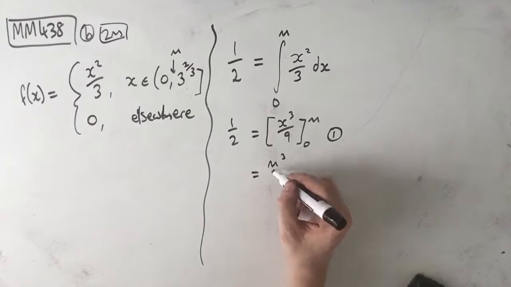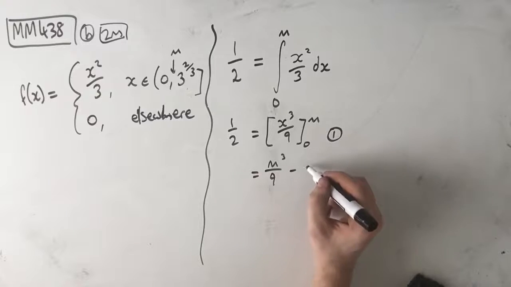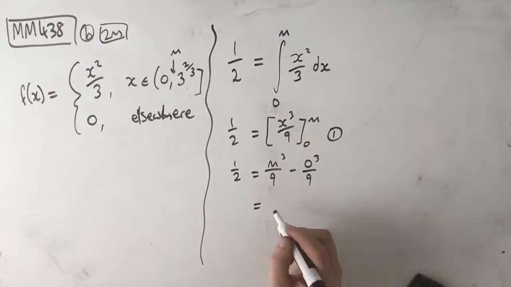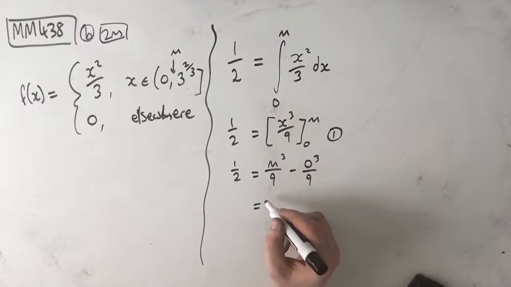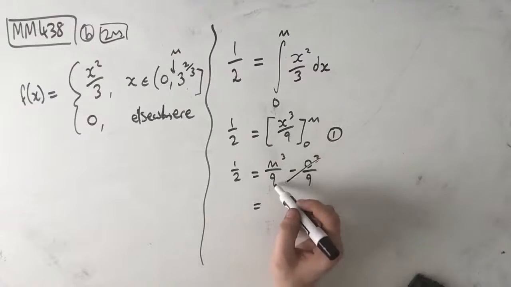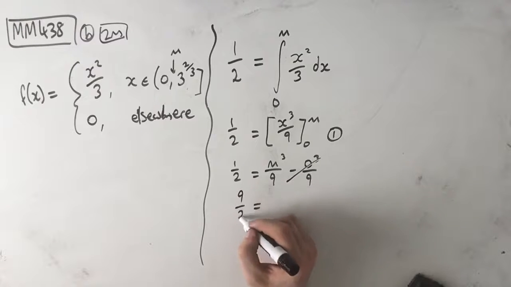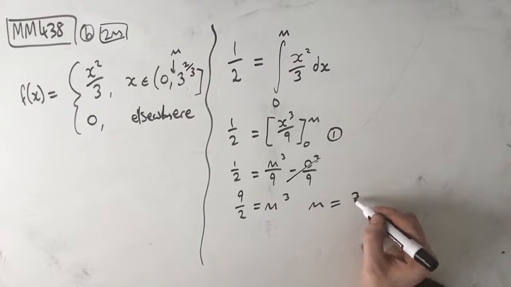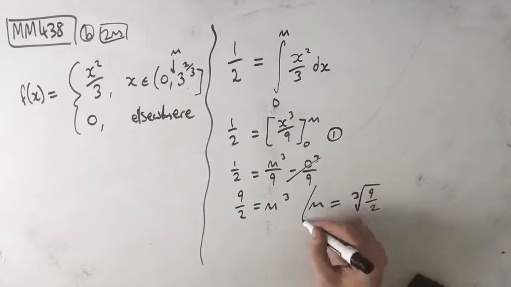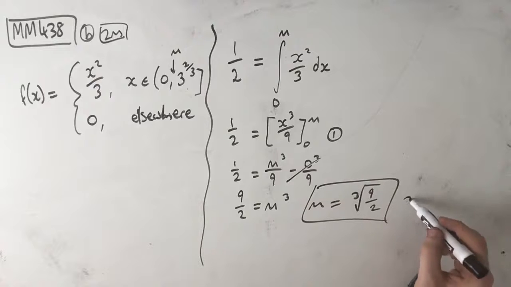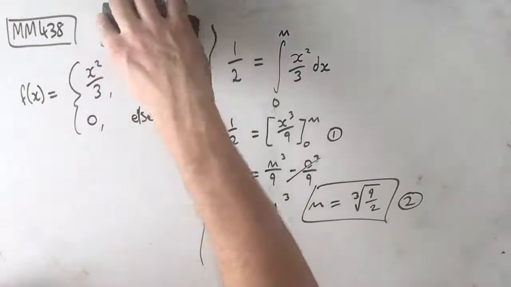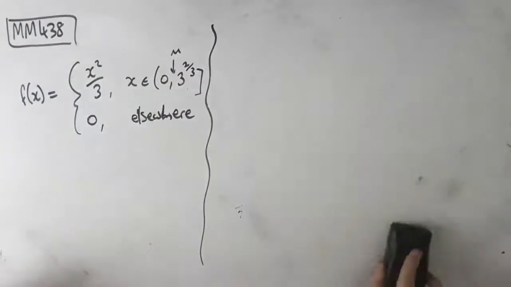Now we get m cubed over 9 minus 0 cubed over 9, that's equal to 1/2, and 0 cubed over 9 is just 0, so that can cancel, and then we can multiply both sides by 9, so we get 9 on 2 equals m cubed, which means that m is equal to the cubed root of 9 on 2. And that's it. So that's our second and final mark for part B. Let's move on to part C. Part C is a 1-mark question and should be fairly straightforward.